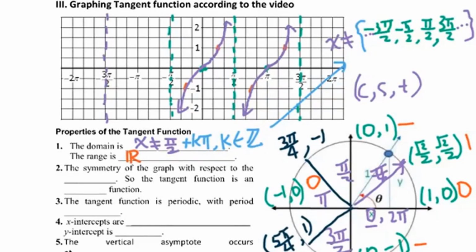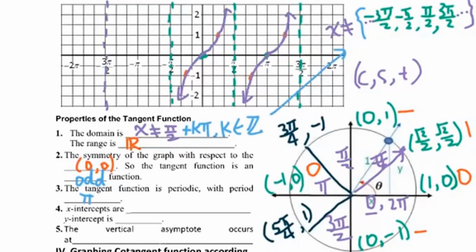The graph will be symmetric to the origin 0, 0. So it's an odd function. The tangent function is also a periodic function. So the period will be pi. Every pi, it's repeating. The x-intercept will be 0, and you have pi, then negative pi. Then 2 pi, and negative 2 pi.